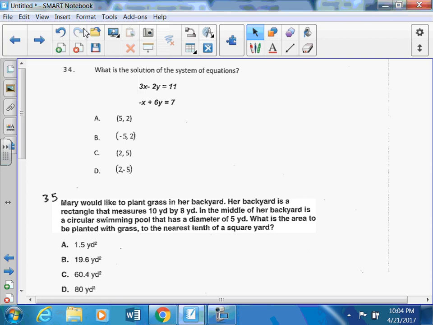For 34, if you want to solve for a system and they give you the entire ordered pair, both the x and the y, you could take the x and y coordinates and plug them in if you forget how to solve by substitution or elimination. Meaning I could take 5 and plug it in right here.